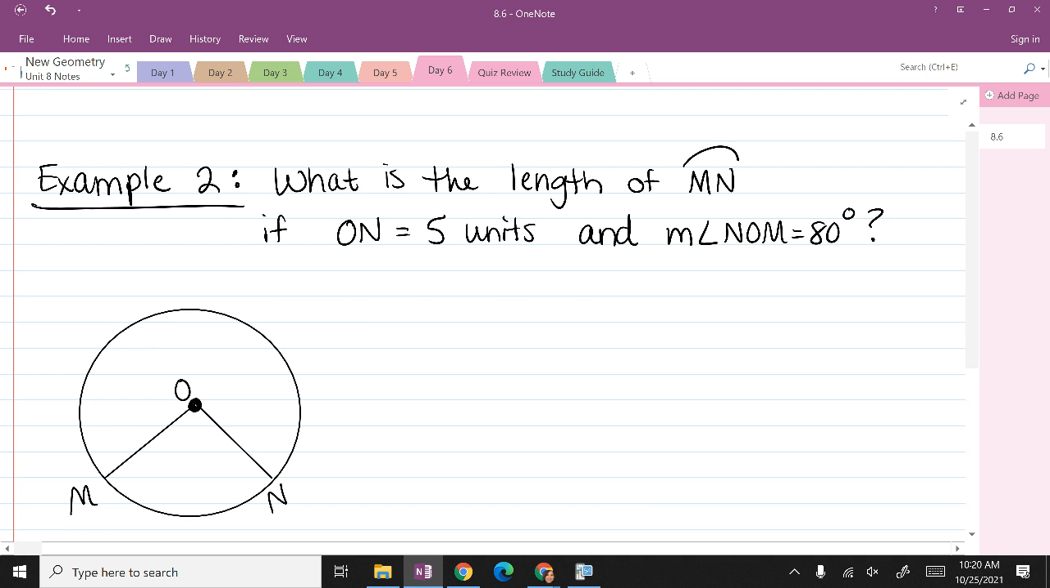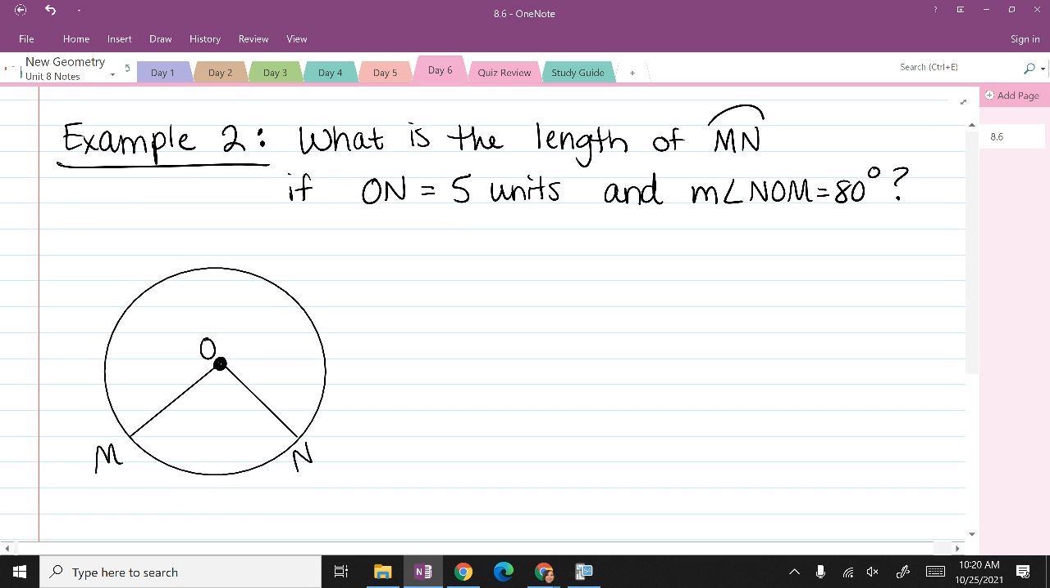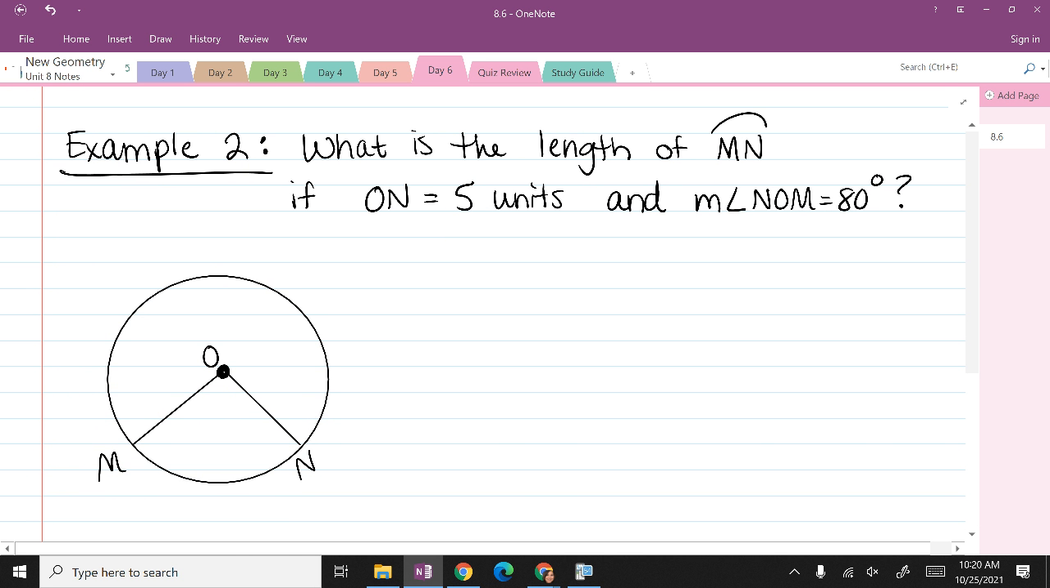All right, let's do example 2. So all you have to do is draw the picture, then we can fill in from there.